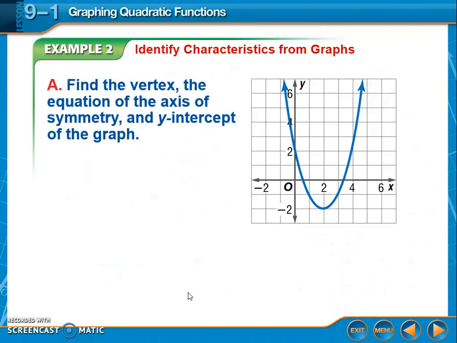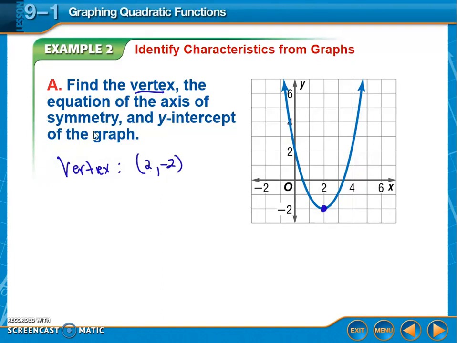Number 2, we want to be able to identify these things from the graph. So the first thing we want to be able to find is the vertex. We call the vertex the point or the bottom or the base or the tip of a parabola. So that's that point right there. So my vertex, looking at the graph, is the point (2, -2).